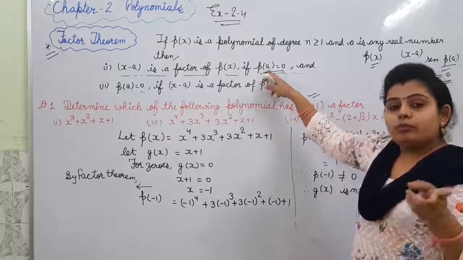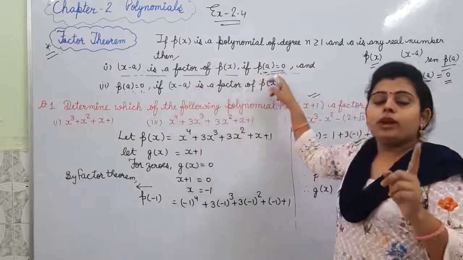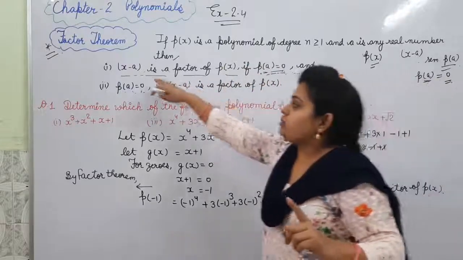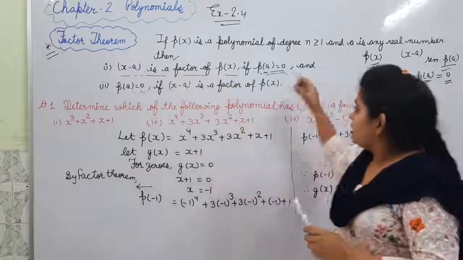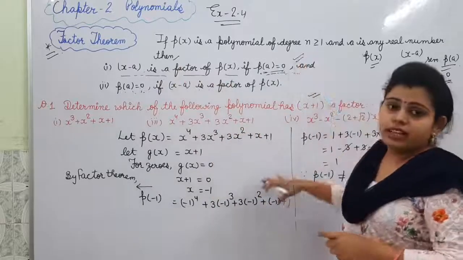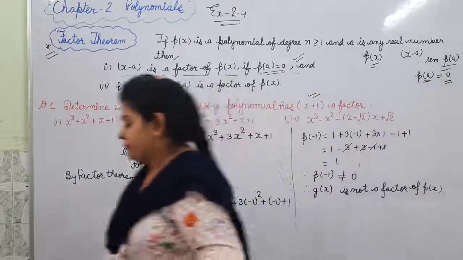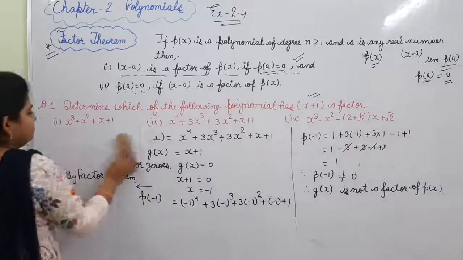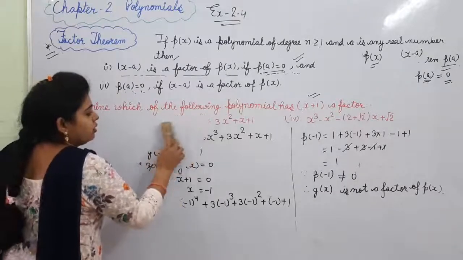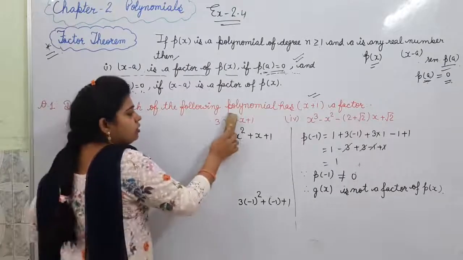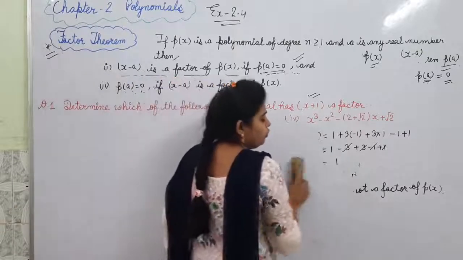अगर आपको यहाँ से P of A 0 मिला, it means x minus a उसका factor है. अगर P of A आपको 0 नहीं मिला, it means x minus a उस polynomial P of x का factor नहीं है. This point we are studying in this question. Now come to its fourth part. In fourth part, terms are given in square root form. Square root form में given है.